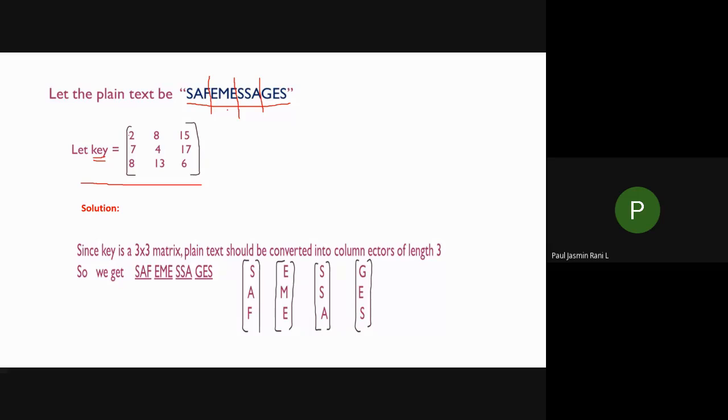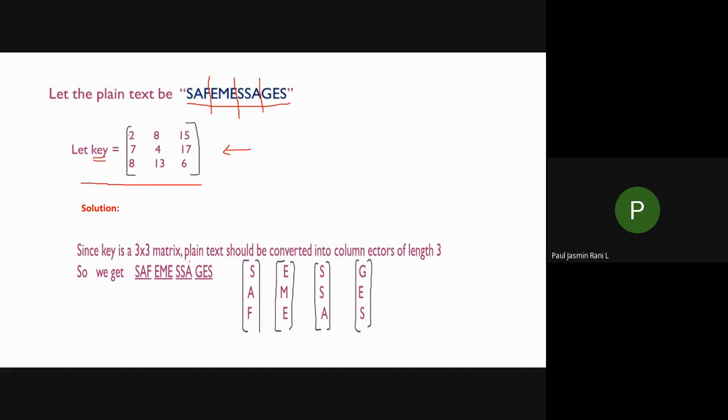Now you have split your plain text like this. After splitting the plain text, you have to write it this way: SAFEME, and it goes on like this. So what is your first step? You have to split your plain text according to your key matrix. In our example, our key matrix is 3 cross 3, therefore I have split my plain text into groups of 3. So this is your first step.